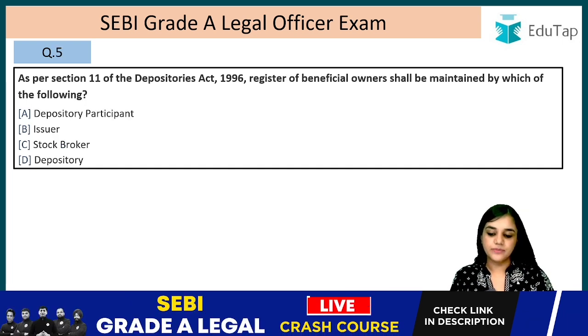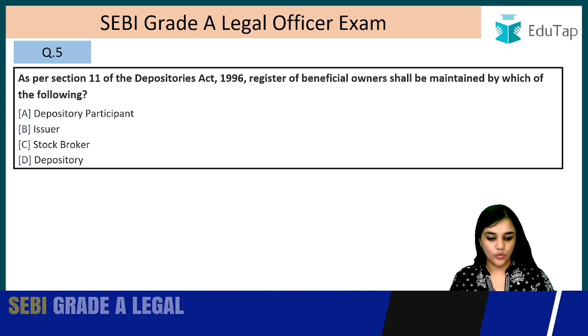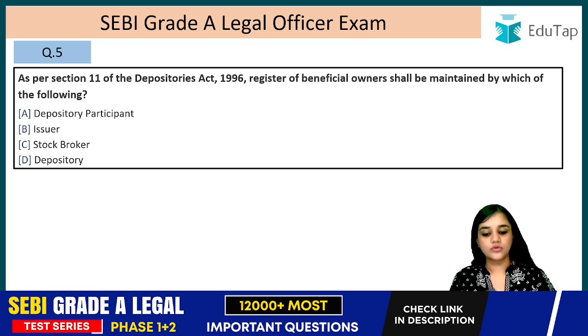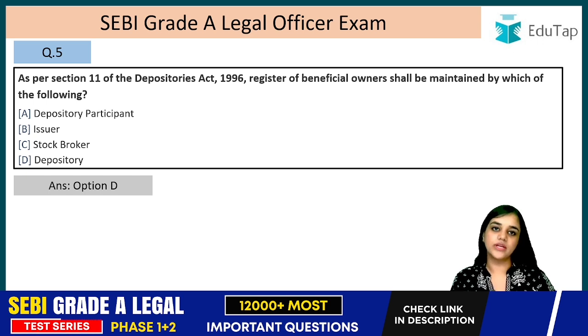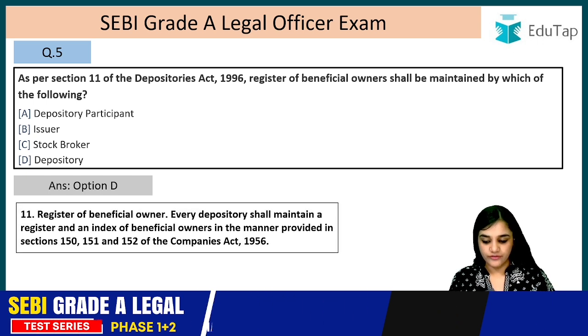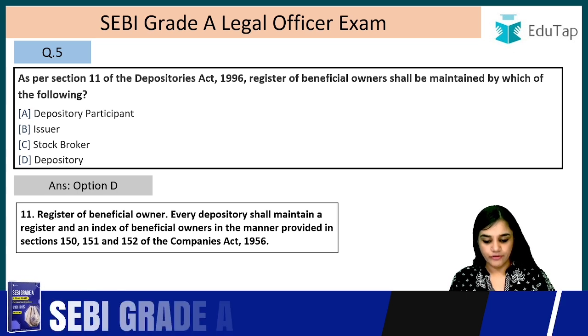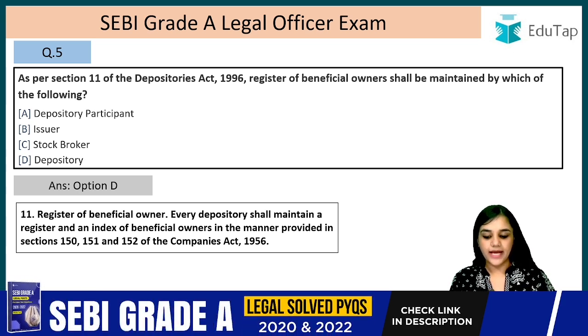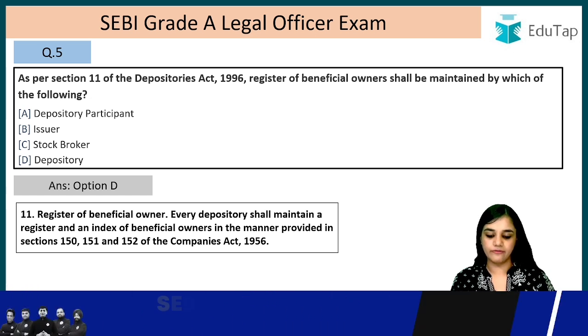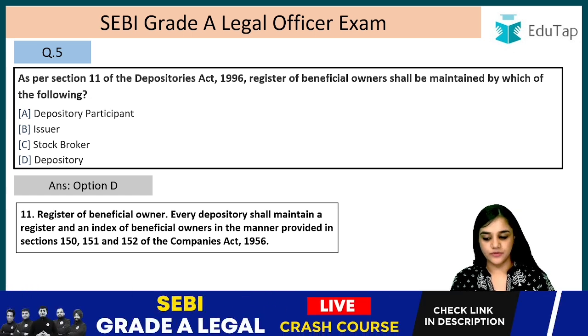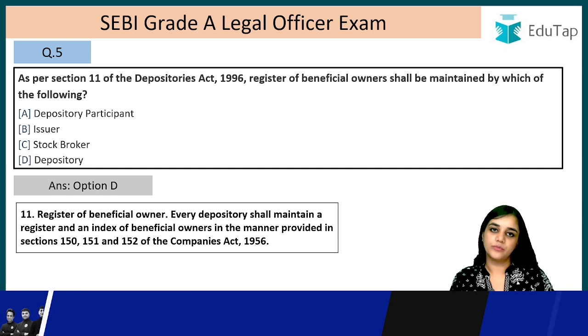Question number 5. As per Section 11 of the Depositories Act 1996, register of beneficial owners shall be maintained by which of the following? So the registers of the beneficial owners will be maintained by who? It is the depository itself, right? Section 11. Register of the beneficial owner. Every depository shall maintain a register and an index. So they have to maintain a register and an index of the beneficial owner in the manner provided in sections 150, 151 and 152 of the Companies Act 1956. Right? So who maintains such registers and index? It is the depository itself.